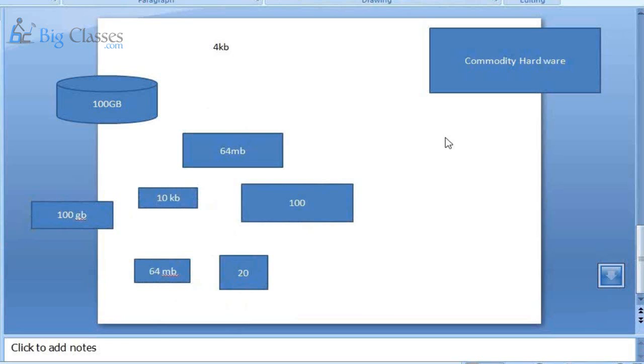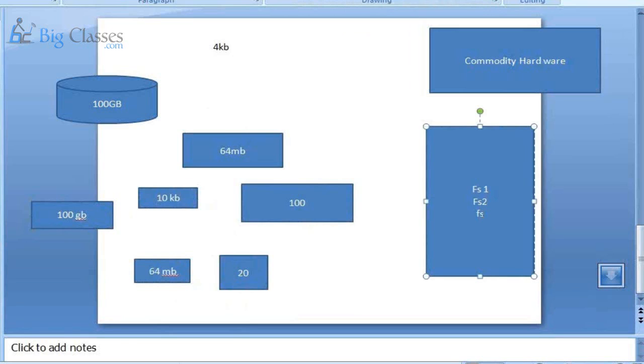Suppose you have this file split on FS1, this on FS2, and this on FS3. Directly going to FS3 is possible in a normal operating system. But in Hadoop, if you want to go to FS3, you have to do only a sequential read. That means you initially need to go to FS1, then to FS2, and then eventually to FS3.